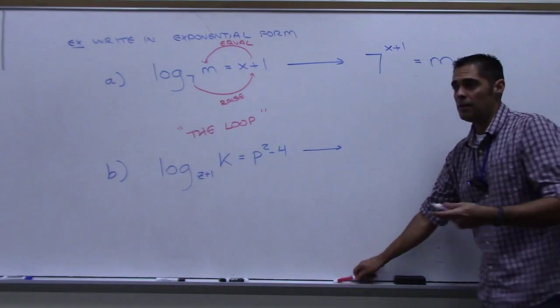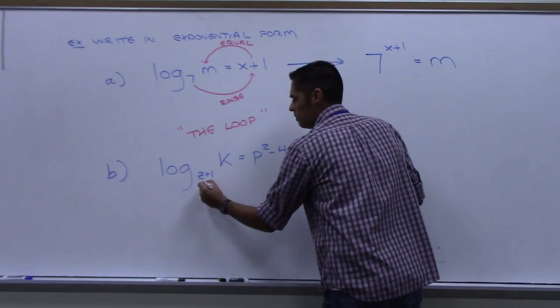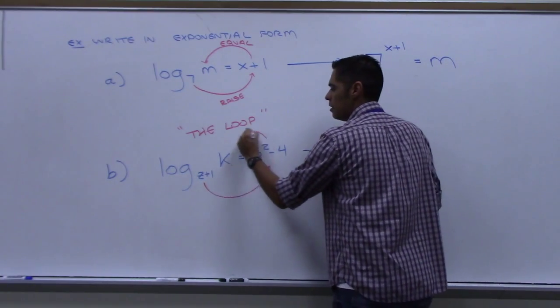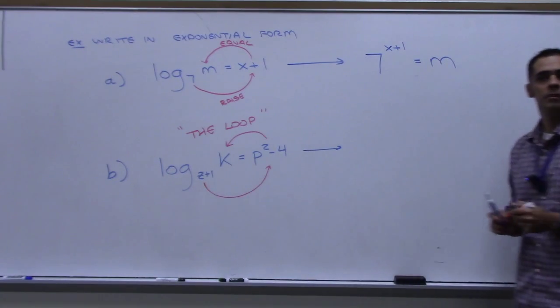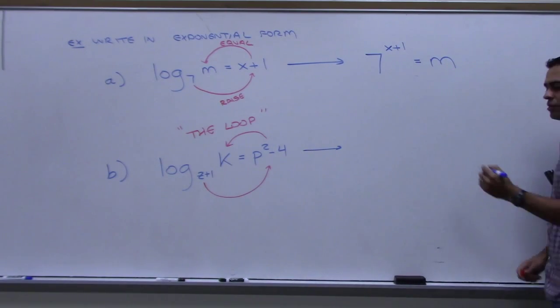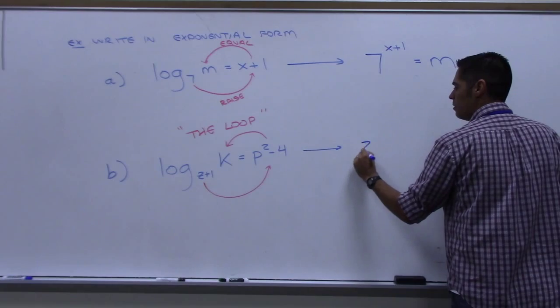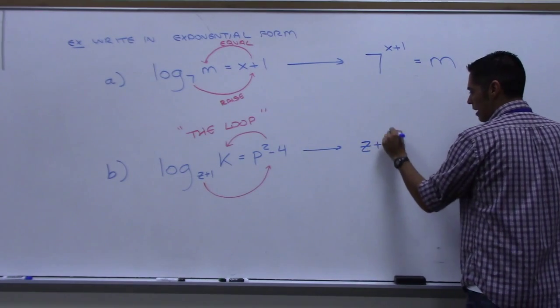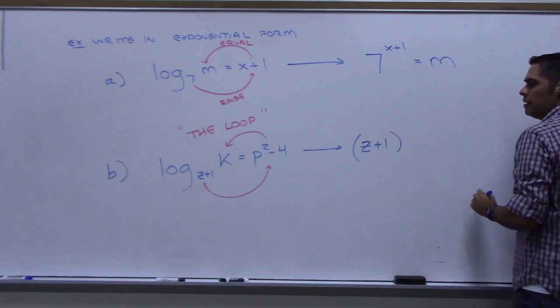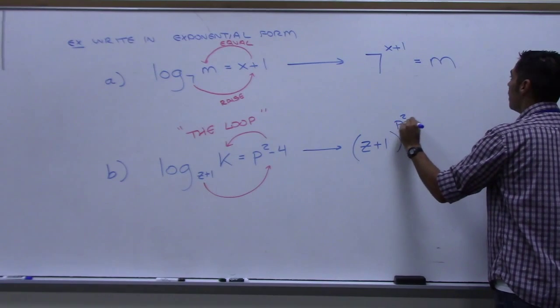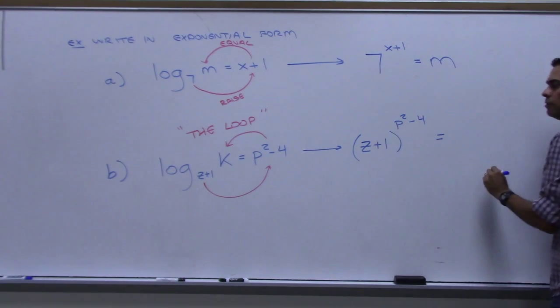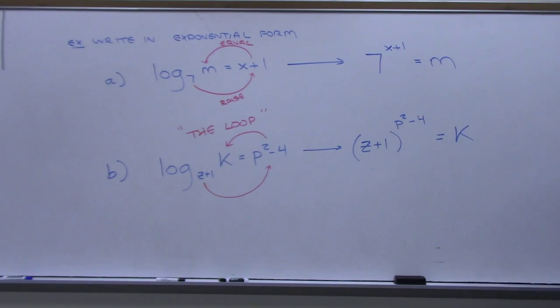So I'm going to come in, I'm going to do that little loopy thing now. Should be the base raised to this equals that, right? So my base is actually what? Z plus 1. Should I put in parentheses then? Yes. Raise it to the p squared minus 4 and make that equal to k. All right?